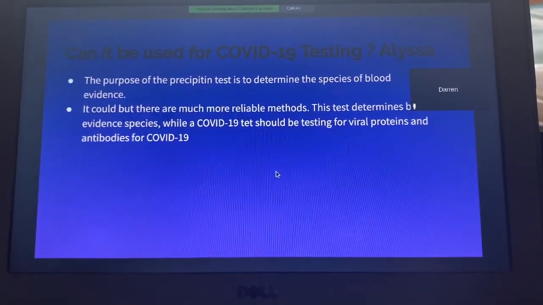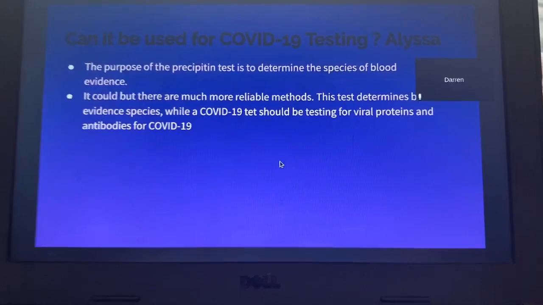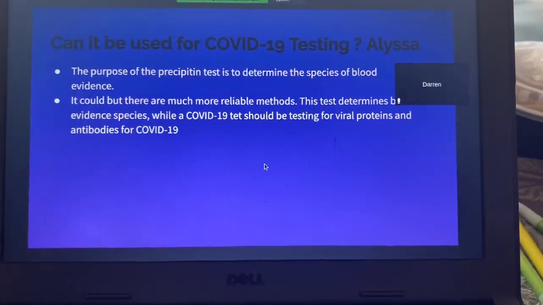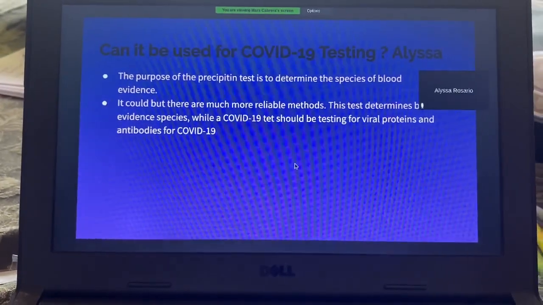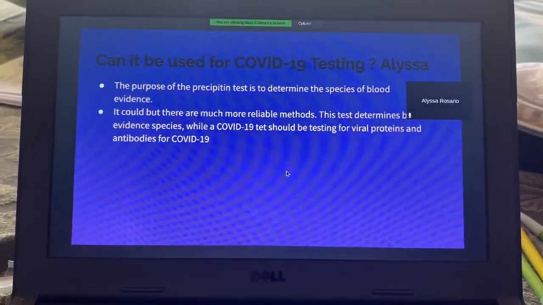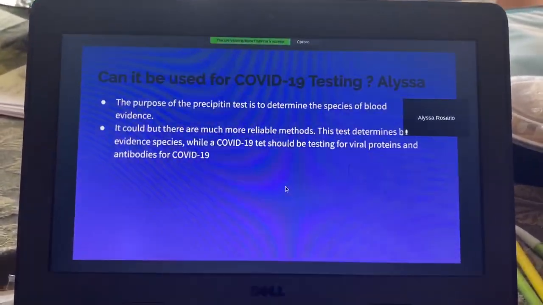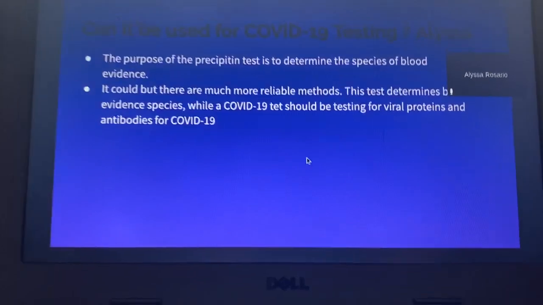Can it be used for COVID testing? The purpose of the precipitin test is to determine the species of blood evidence. It could be, but there are more reliable methods. This test determined blood evidence species, while a COVID-19 test should be testing for viral proteins and antibodies.